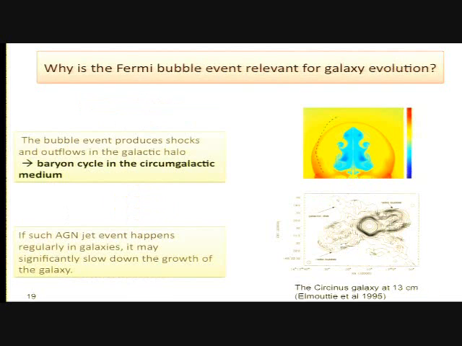And if this is true, these shells should also be seen in radio, because in radio you have these cosmic ray particles accelerated by the shock. This shock can propagate out and probably lead to baryon cycles in the circumgalactic medium. And if this event happens regularly in distant galaxies, they can probably slow down the growth of galaxies. Just like Jessica just said, there are probably hot gases missing in the circumgalactic medium. They are just heated and maintained by this regular AGN jet event. They shock heat them and also sweep this hot gas up to the outside of the galaxy.